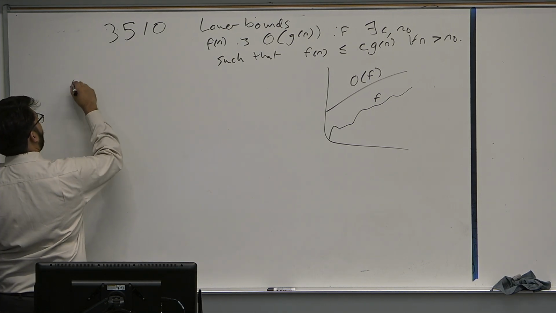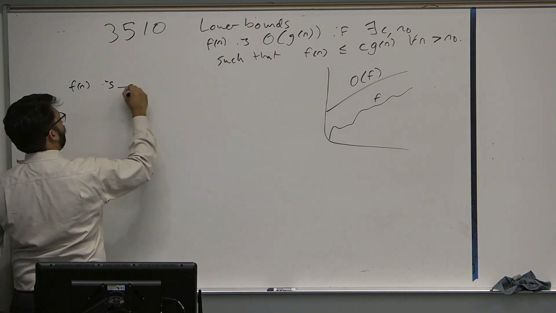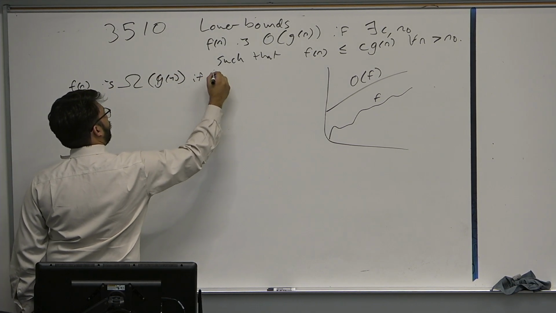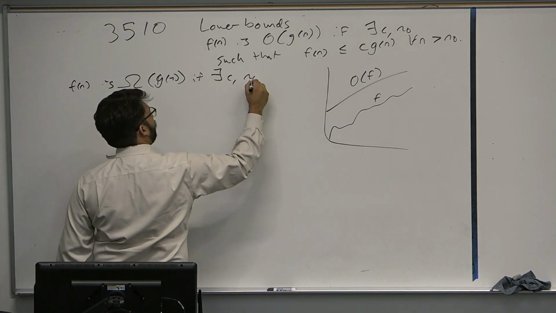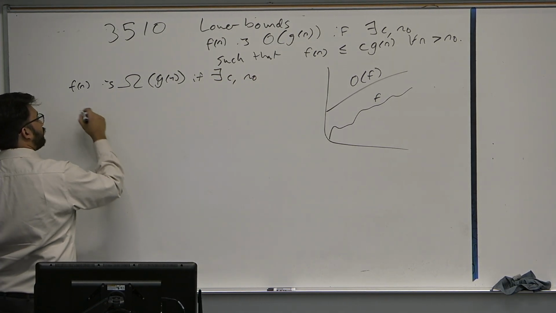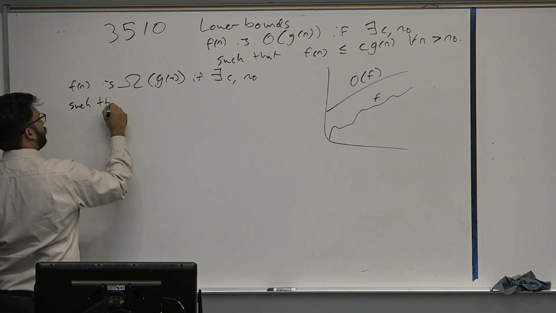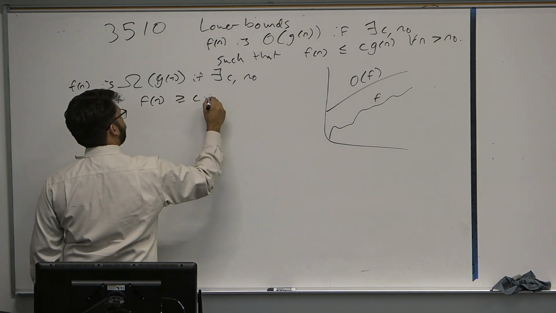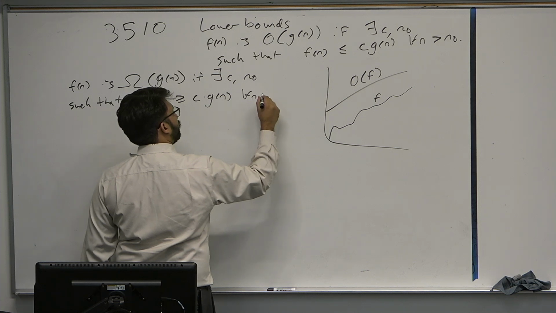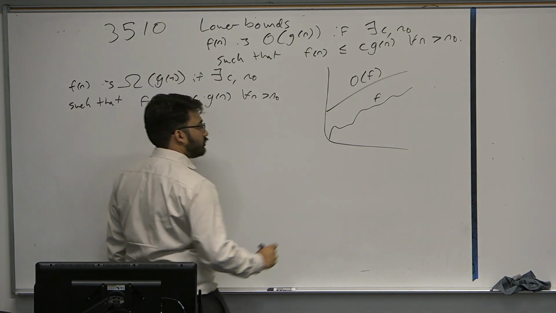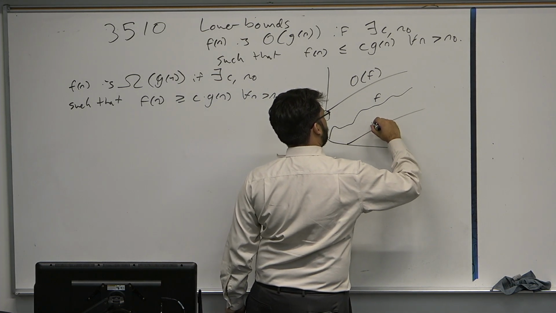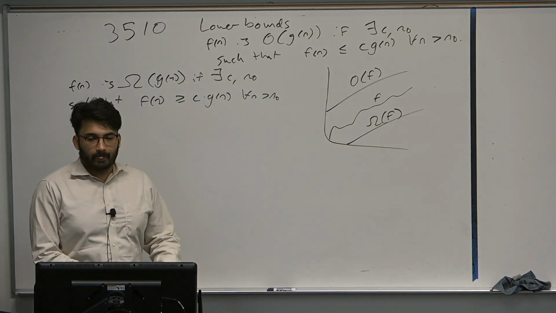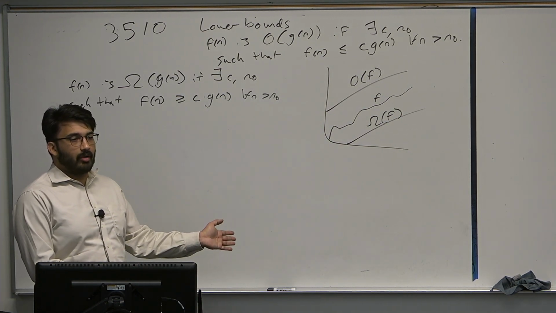We say f of n is omega of g of n if, again, there exist constants c and n naught, and this is an informal definition, there's a more precise one, such that f of n exceeds c times g of n for all n greater than n naught, right? So in some sense, down here is the omega of f. Every algorithm is an upper bound on some problem.